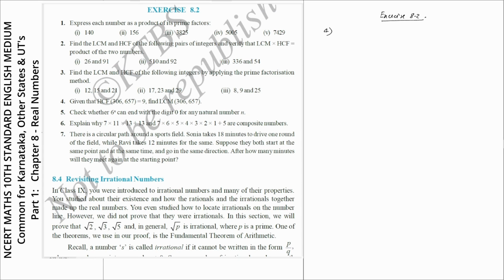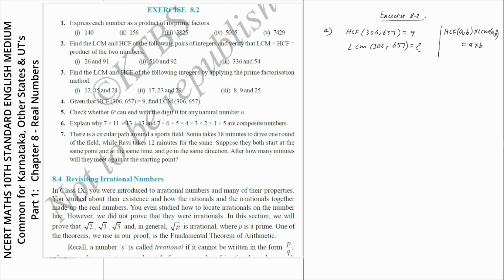Exercise 8.2, question number 4. Given that HCF of 306 and 657 is 9. So we should find the LCM of 306 comma 657. So always HCF of A comma B into LCM of A comma B is equal to A into B. So this is true for all.